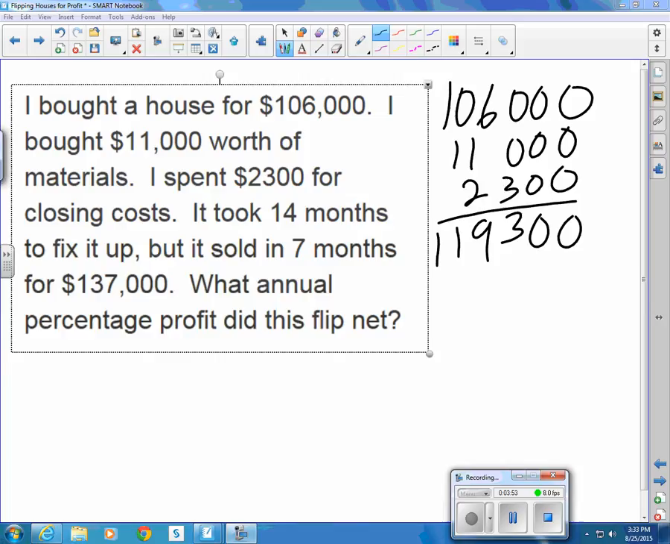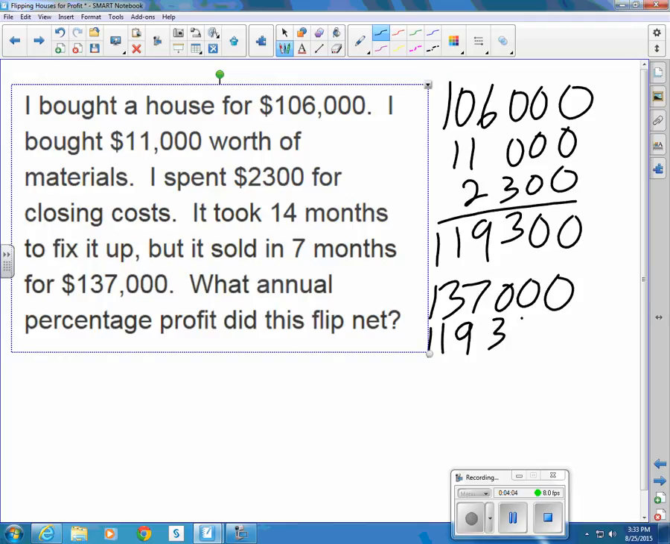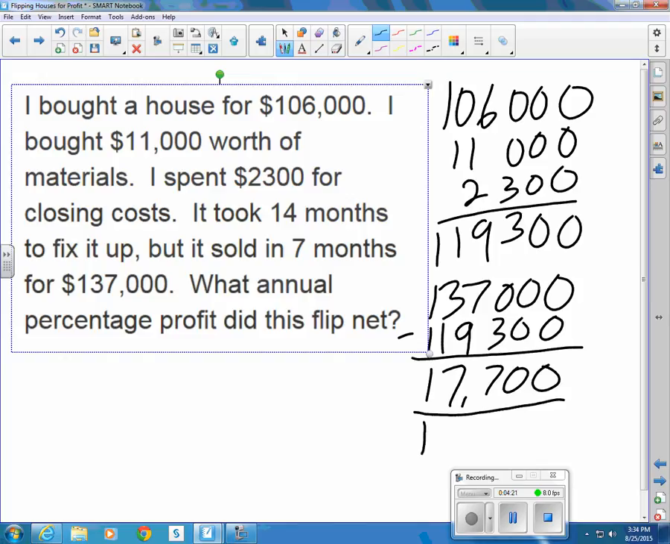Okay, and so I subtract that from, I sold it for 137,000. That tells me that I got a profit of $17,700. Well, if I want to know what percentage, I divide that by how much I spent. I spent $119,300, and that tells me 0.148, or 14.8%.